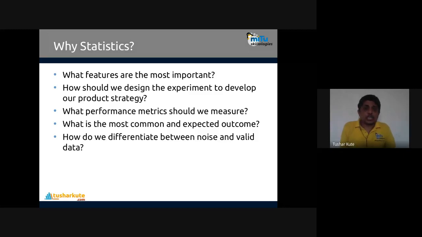So which one to use? Statistics will show you. Many methods are there. In probability based methods, we use different metrics. Even in regression problems, we use mean absolute error, mean squared error, mean log error, median absolute error, many are there. So which one to use? That will be shown to you by statistics. What is the most common and expected outcome?